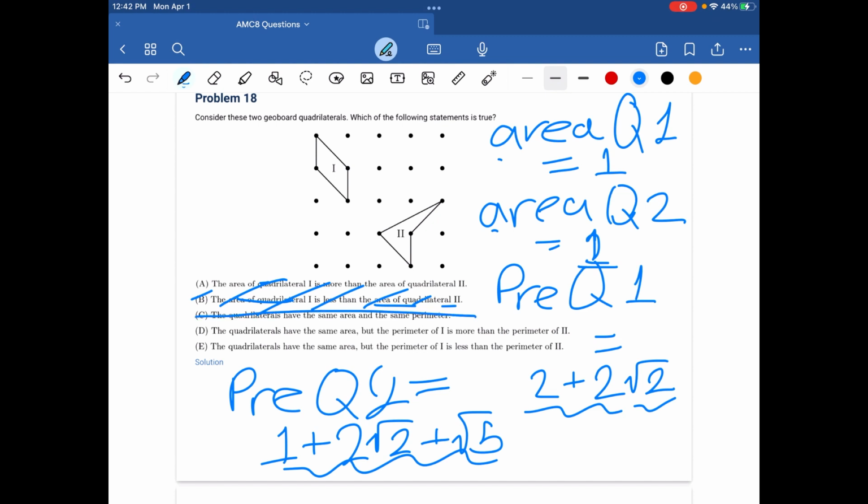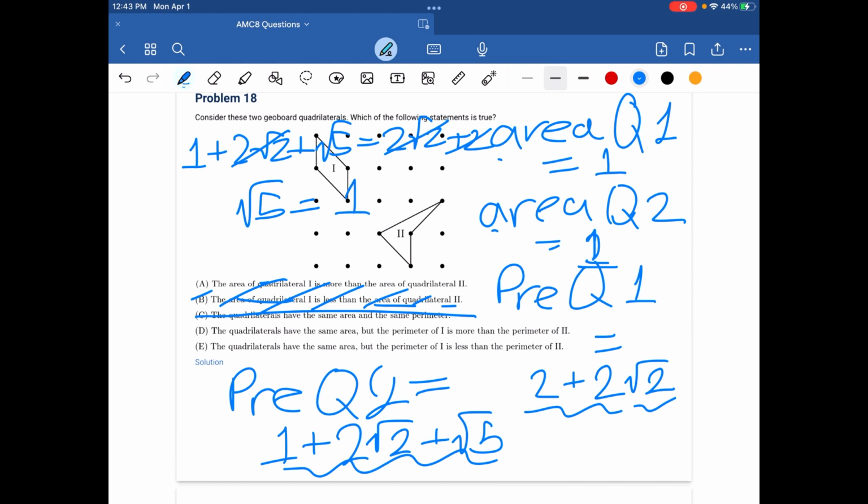D says quadrilaterals have the same area, which is true, but their perimeters of 1 is more than the perimeter of 2. This is wrong because the perimeter of 2 is greater than the perimeter of 1. We can prove this right here because we'll just do 1 plus 2 square root 2 plus square root 5 is equal to 2 square root 2 plus 2. Now 2 square root 2 and 2 square root 2 cancel out. We'll subtract 1 and get square root 5 is equal to 1.